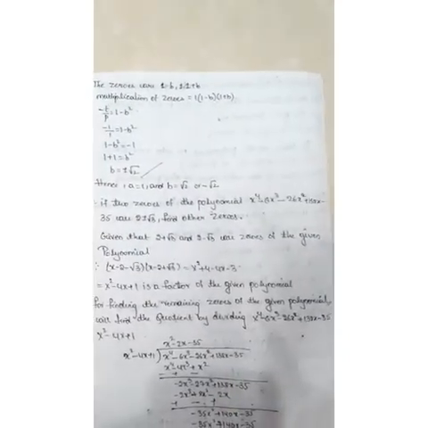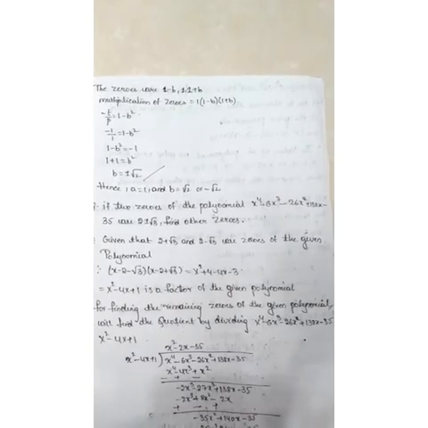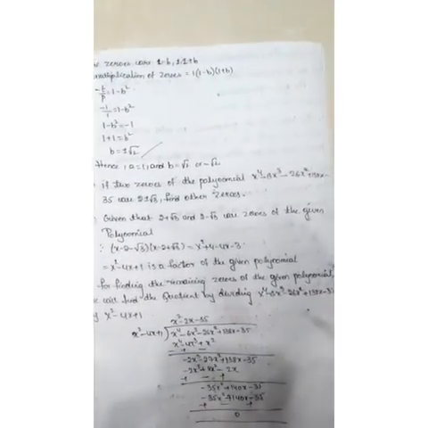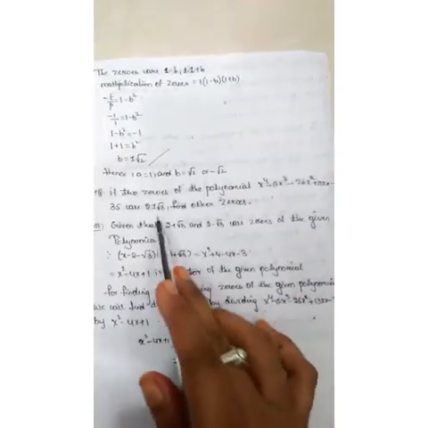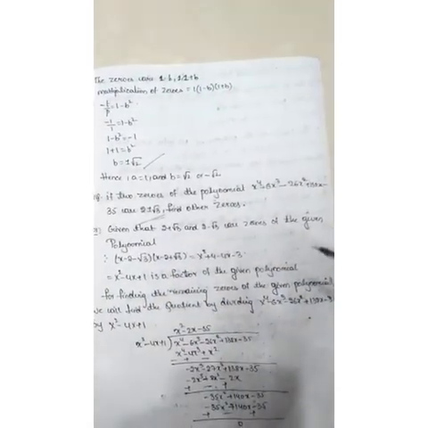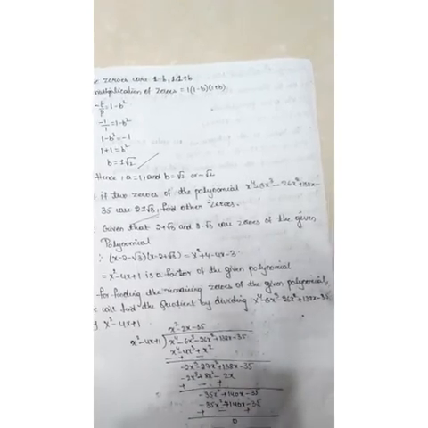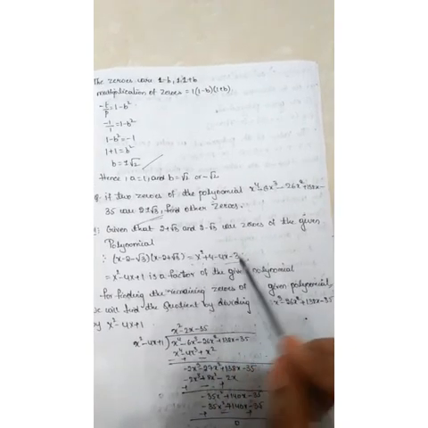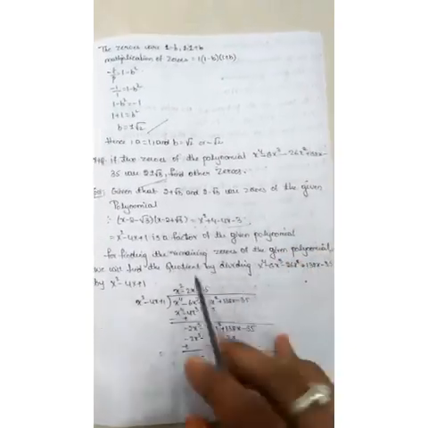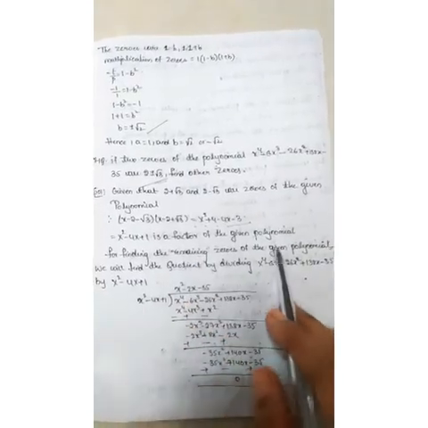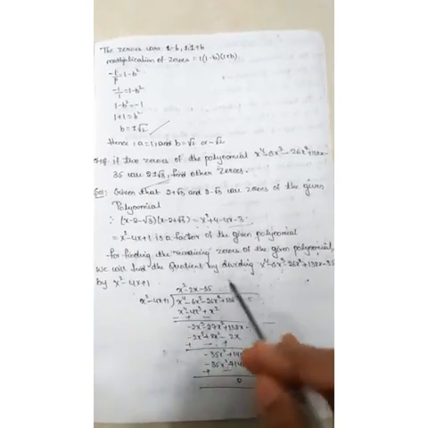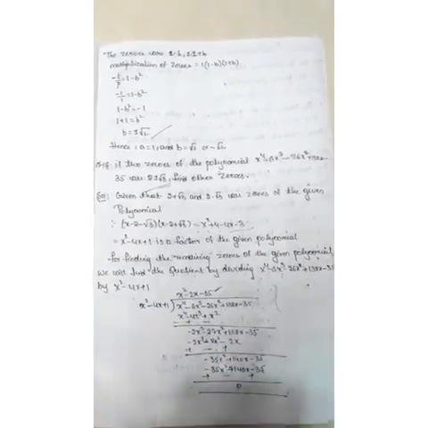Fourth question. If two zeros of the polynomial x power 4 minus 6x cube minus 26x square plus 138x minus 35 are 2 plus or minus root 3, find the other zeros, they asked. So given 2 plus root 3, the factors are x minus 2 minus root 3 and x minus 2 plus root 3. Multiply these and we will get it in the form of ax square plus bx plus c. For finding the remaining zeros of the given polynomial, we will find the quotient by dividing the polynomial by this. If we divide, we will get a quotient.